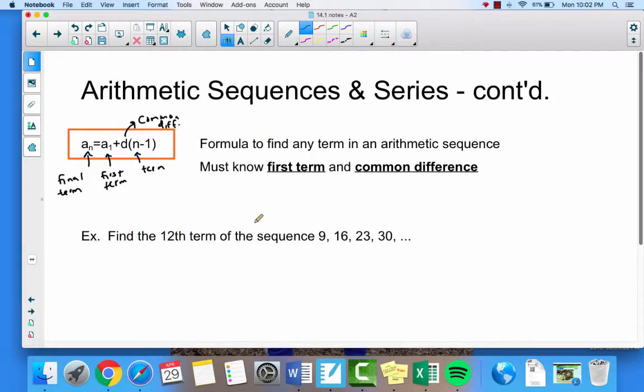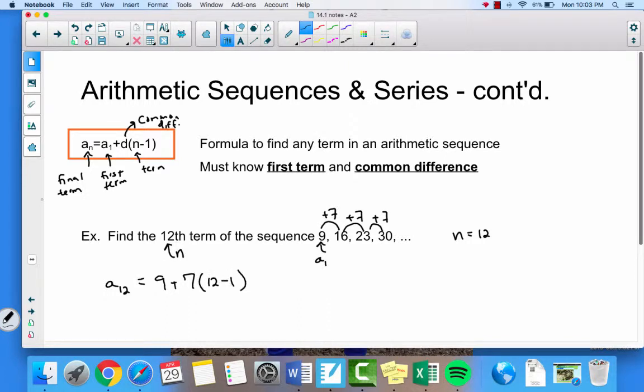It says, find the 12th term of the sequence 9, 16, 23, 30, continue. And so if I want to find the 12th term, that is going to be the n value. So I'd write a sub 12 equals our first term would be 9. That's what comes first, so a sub 1. 9 plus the common difference is what we add, remember, to each term. So to go from 9 to 16, I'm going to add 7. To go from 16 to 23, again, adding 7 each time. So that's going to be what we plug in for D, so 7. And then we already said n was 12 because that's the term we're looking for.